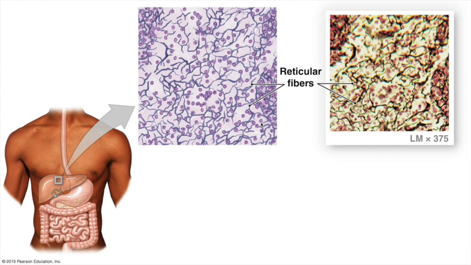This is reticular tissue. You can see the branched fibers. It's found in soft tissues where it forms a tough, flexible network to provide support and resist distortion.